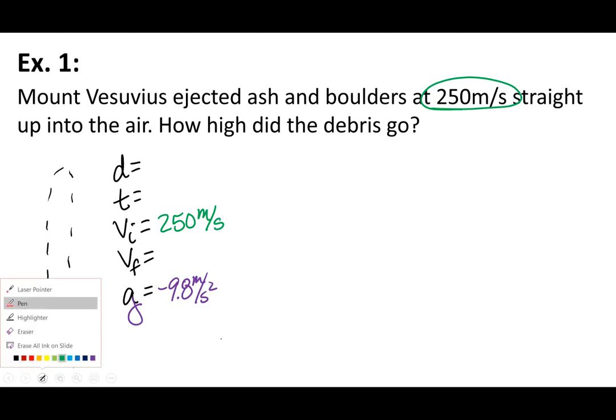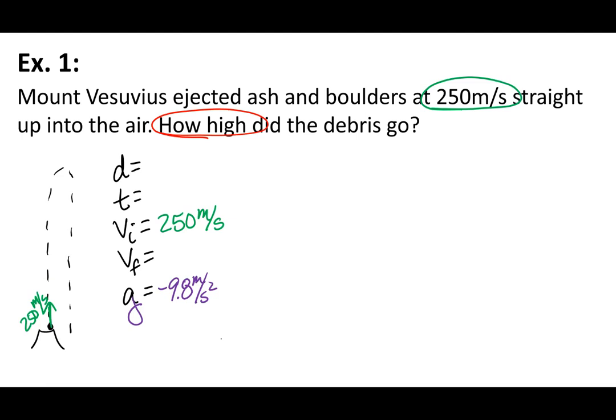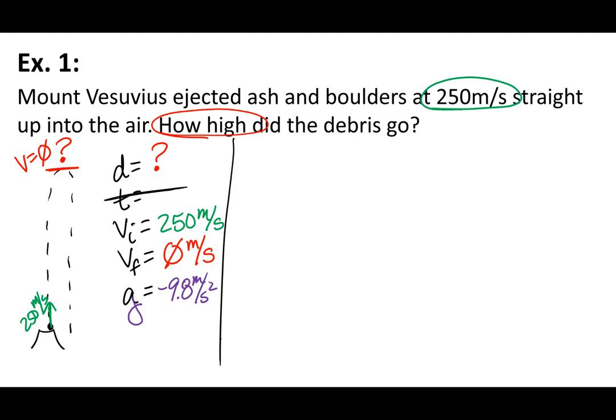The question is asking us, how high did it go? This is what we're looking for. How high is that displacement? The other thing we know about that top point is that the velocity is 0. So we'll make that the end of the problem. Now that we have everything in our givens, we know there's one we're not going to use, which is time. So we're going to cross it out. We then look at our equation sheet, and the only equation that matches those 4 variables is the VF squared equation. So VF squared equals VI squared plus 2AD. A becomes G.